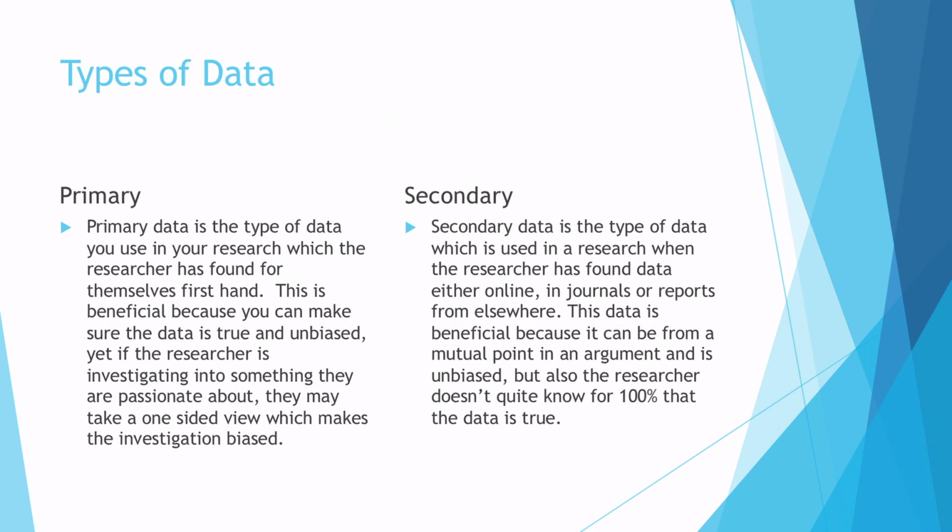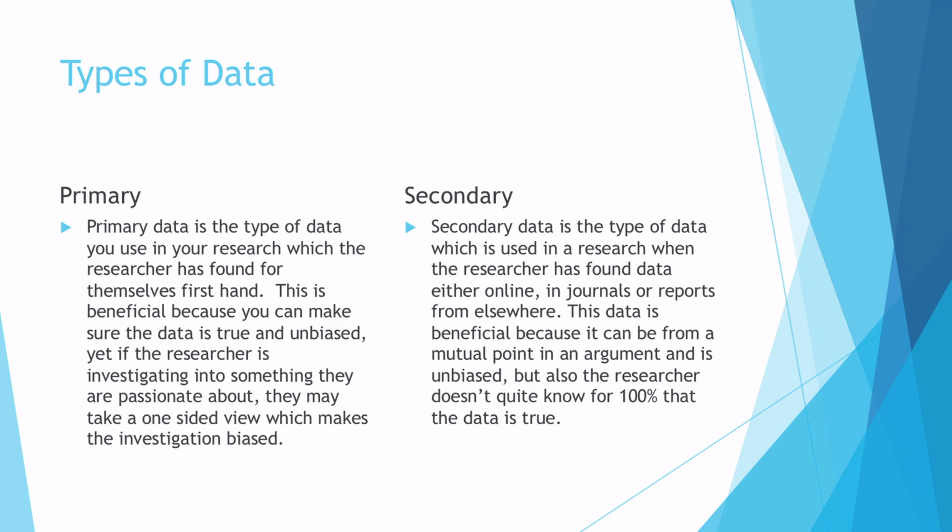We'll be talking about the types of data now, with the two types of data in focus, which are primary data and secondary data. Primary data is the type of data which the researcher finds out for themselves, firsthand. They make sure the data is unbiased and is spot on and subjective to what they are looking at. This is beneficial because you can make sure the data is true and unbiased, yet if the researcher is investigating into something they are passionate about and one-sided about themselves, they may take a one-sided view, which makes the investigation biased as a result of that.